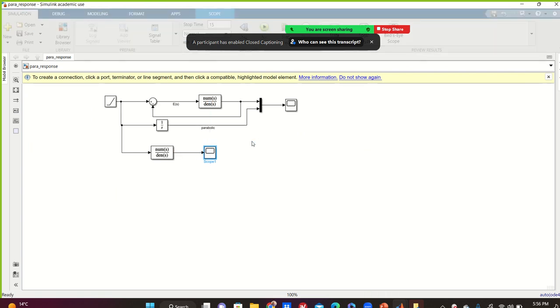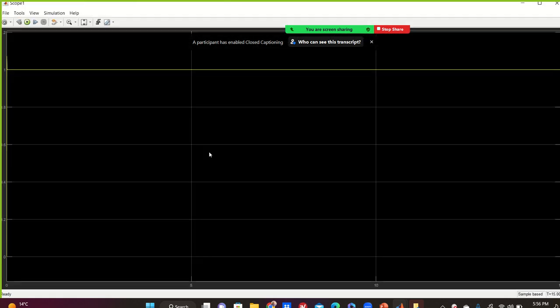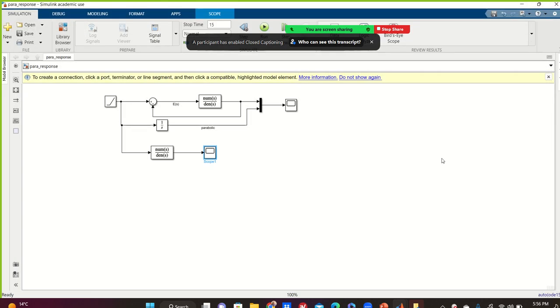Here we go. If I run this, what do you see, guys? What do you see? Unit step. See what I'm saying? Yeah. So that's it.